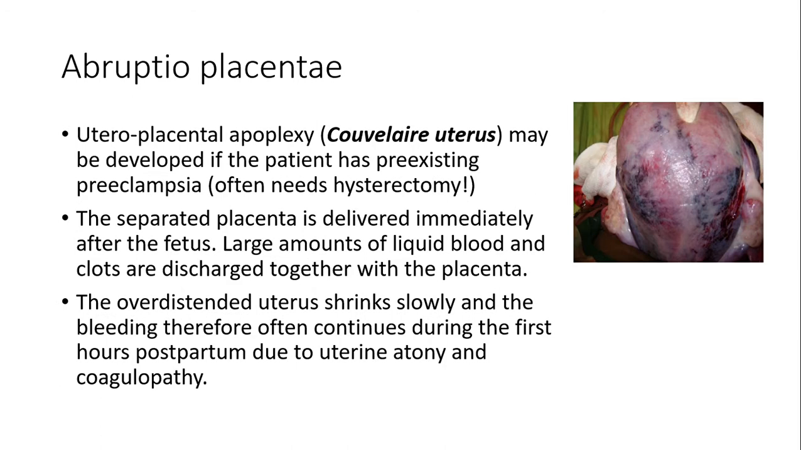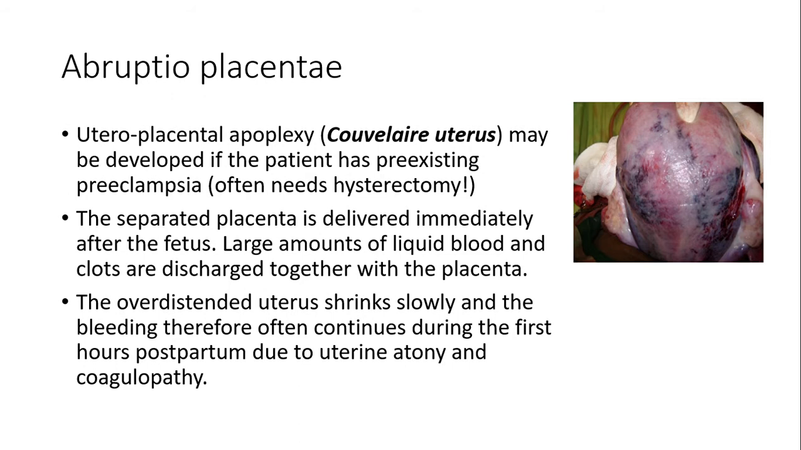Uteroplacental apoplexy, which is well known by the name Couvelaire uterus, as on the photograph, may develop if the patient has pre-existing preeclampsia, and unfortunately those patients usually require hysterectomy because this uterus is not contracted very well because of this apoplexy. The separated placenta is delivered immediately after the fetus. Large amounts of liquid blood and clots are discharged together with the placenta.